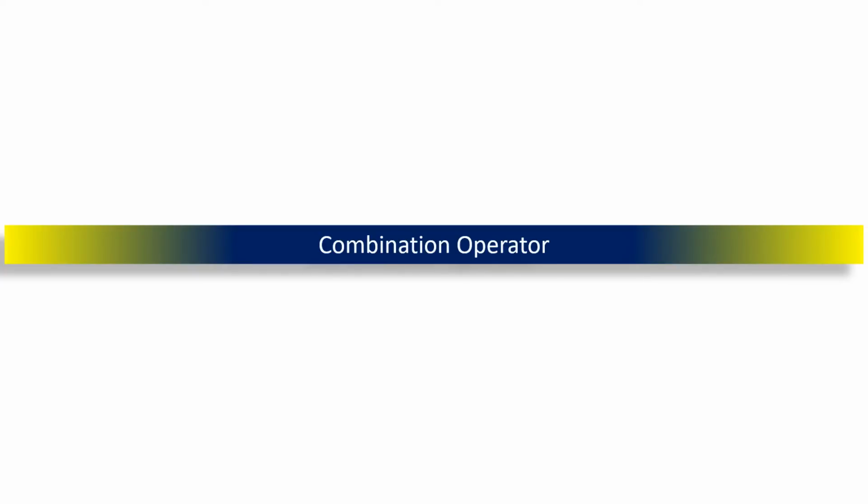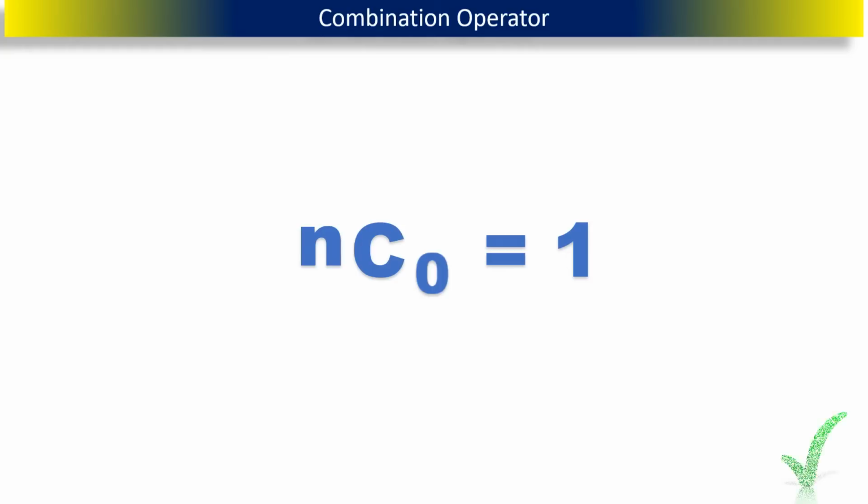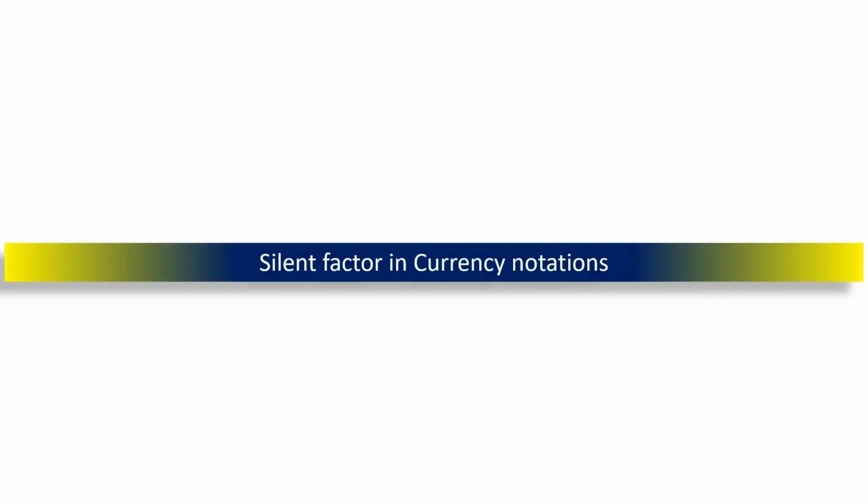Combination operator. Combination operator is also a part of probability and statistics. It's nothing but NC0. You will be seeing in your curriculum, if you see NC0, then its value is 1. It means the 0 position is there, right? The right side of C is nothing but a combination operator. If you have 0 at the right side of C in the bottom, then the value is 1. So NC0 is 1. Okay, now let's move on to the next one.